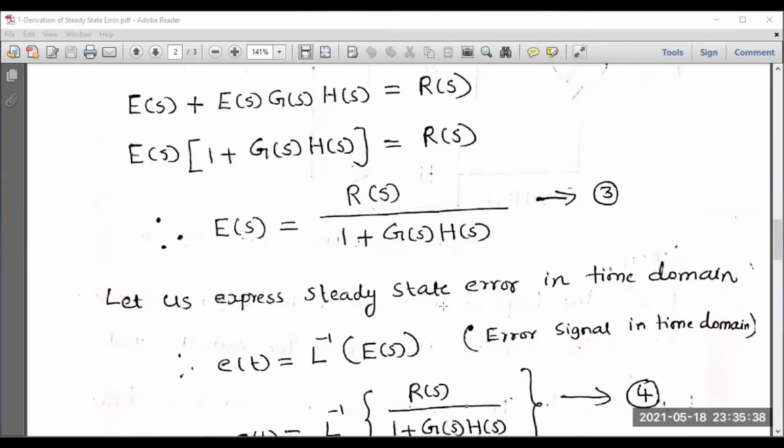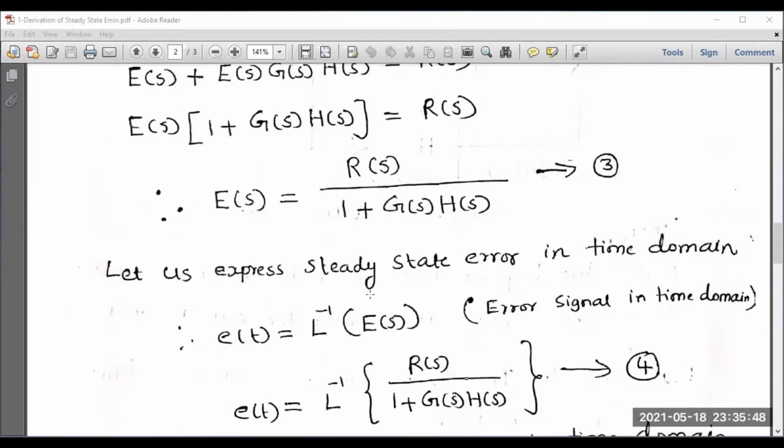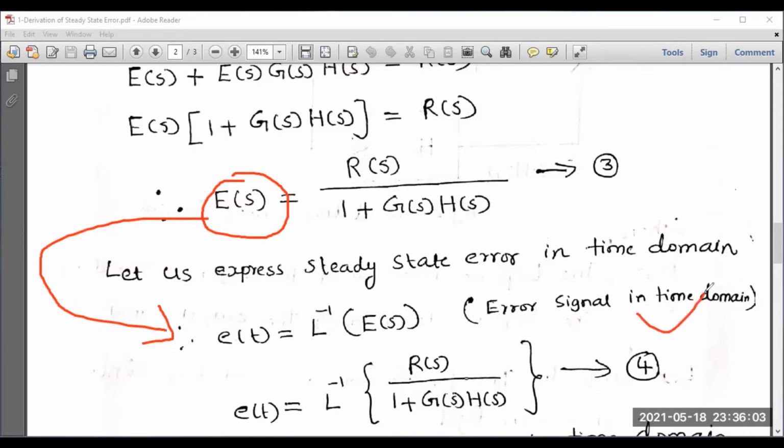Normally, in order to calculate the steady state error, it should be converted into time domain. I don't want it in S domain, so the S domain has to be converted into time domain. First of all, let me convert the error signal which is in S domain into time domain. How to convert S domain into time domain? Obviously, you have to take the inverse Laplace transform. So error signal E of t is equal to Laplace inverse of E of S. It is very clear. So the error signal should be in time domain. Taking this equation, I have got E of t is equal to L inverse of R of S divided by 1 plus G of S into H of S. Kindly call it as equation number 4.